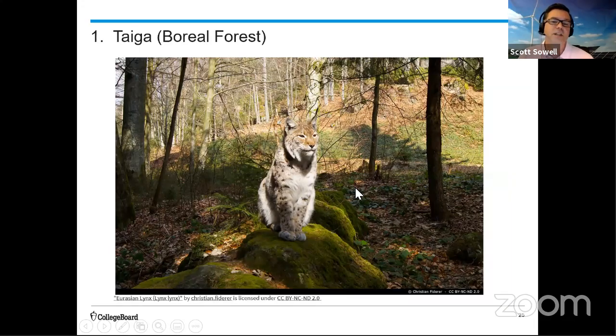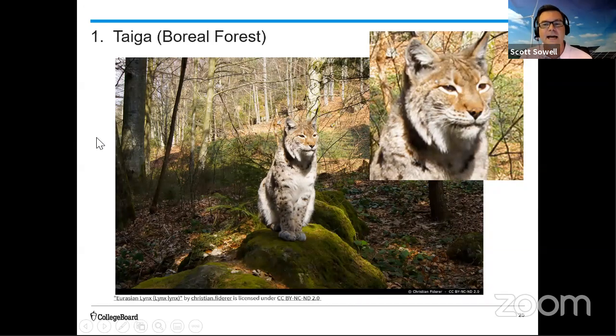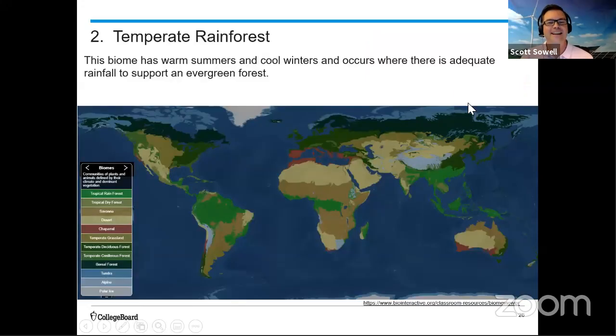So this is just a really beautiful picture. That's the only reason I put it up here. It's a picture of a lynx, and this lynx is living in the boreal forest, again, also known as taiga. And if we zoom in on its face, you can see its beautiful eye. So this is the eye of the taiga. All right, let's get going.